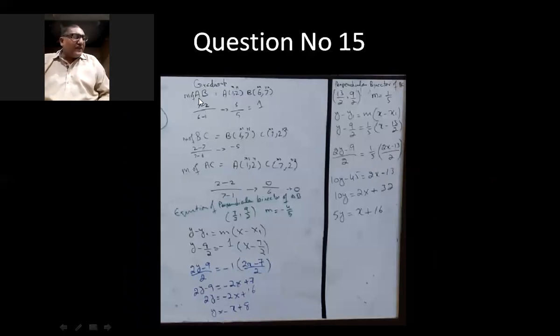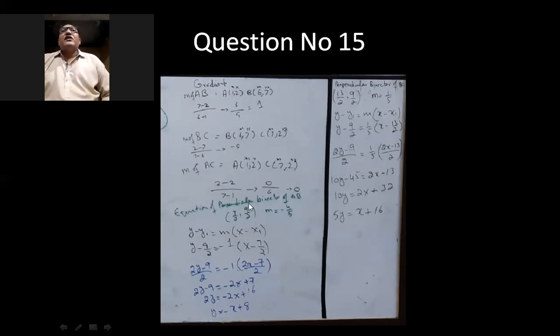We know the coordinates of AB, so the gradient of the AB will be 7 minus 2 divided by 6 minus 1. So that will be 5 by 5, and that will be 1. In the same way, find the gradient of the BC side. The gradient of the BC will be 2 minus 7 divided by 7 minus 6, and it will be minus 5 divided by 1, and it will be minus 1. In the same way, we found the gradient of the AC. We will not require that.